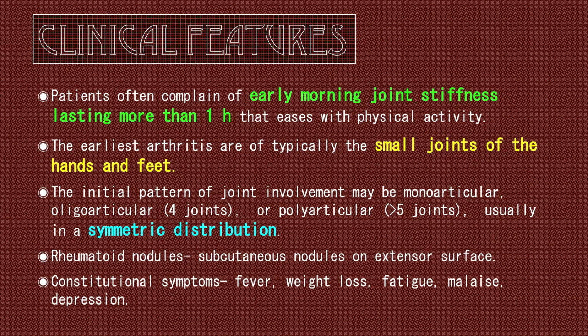Rheumatoid nodules are seen on extensor surfaces, right? These are nodule-like structures which are composed of lymphocytes. Then constitutional symptoms might be present because of the inflammation: fever, weight loss, fatigue, malaise, depression.